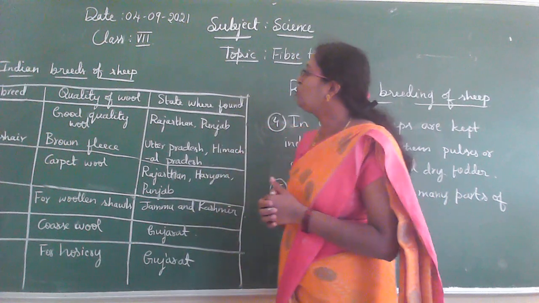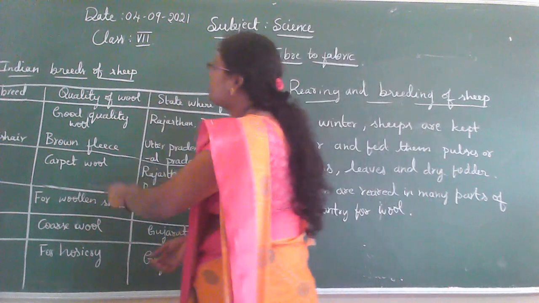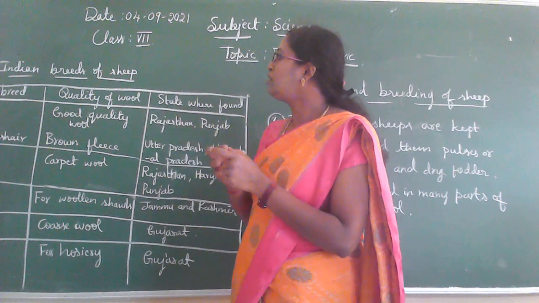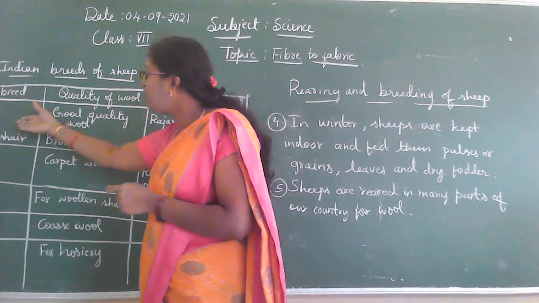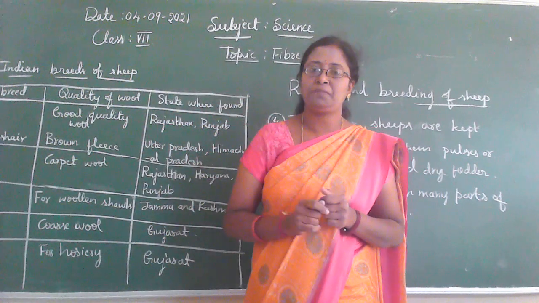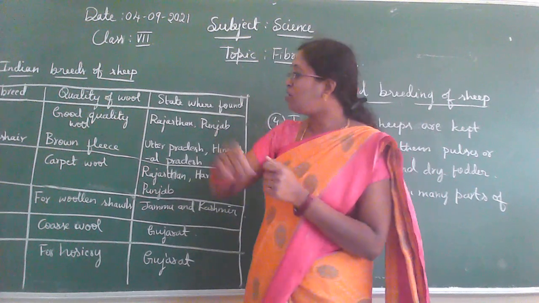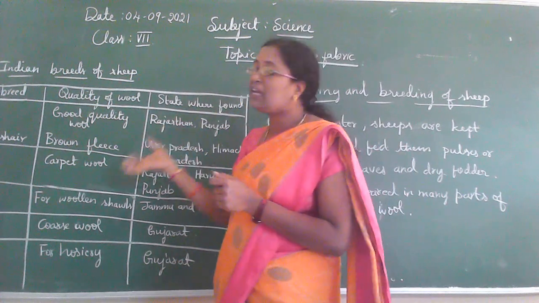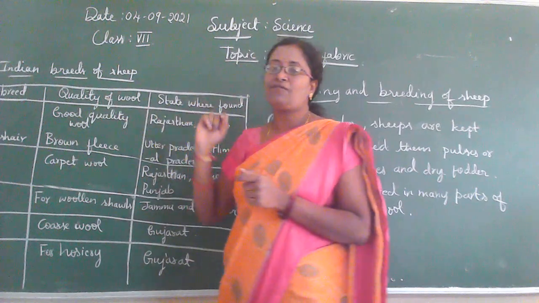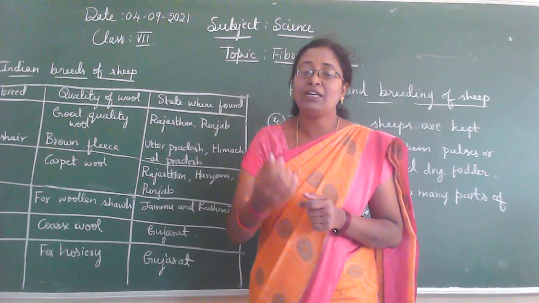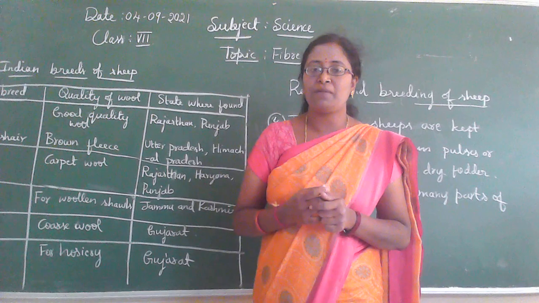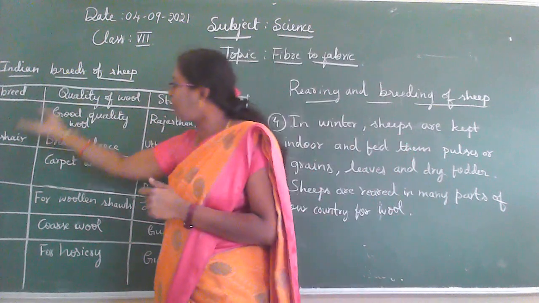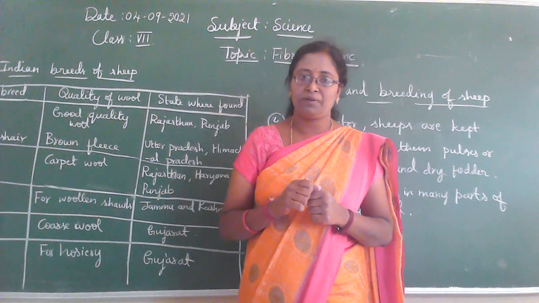So children, would you indicate this table? This table gives the names of different breeds of the sheep. And also this table indicates the quality and texture of the fibers that is obtained from the different breeds of the sheep.